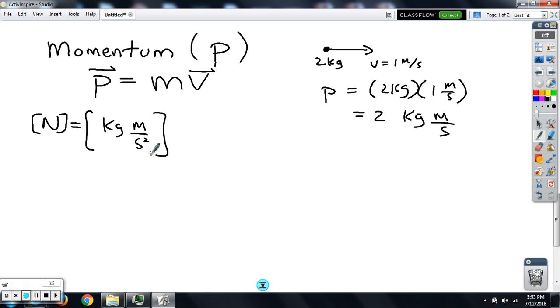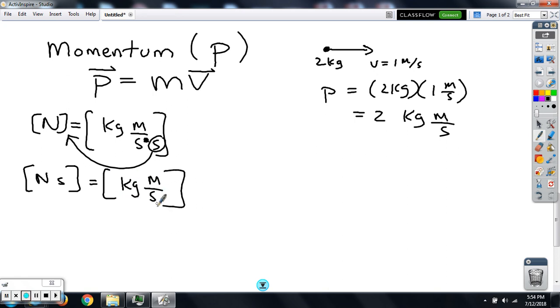So I could swap out one of these seconds and bring that over here and get a Newton second, and that would be the same as a kilogram meter per second. So that means that another acceptable unit for this quantity would be 2 Newton seconds. But typically, this is the unit that we normally stick with, depending on the circumstance of the type of problem that we're doing.